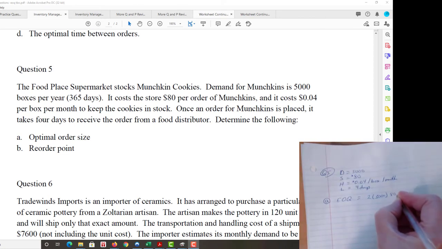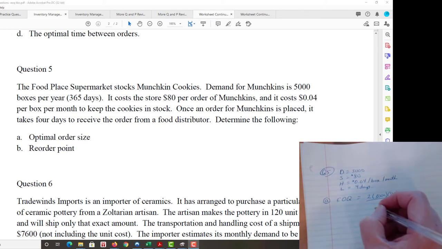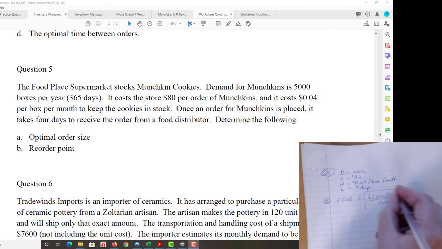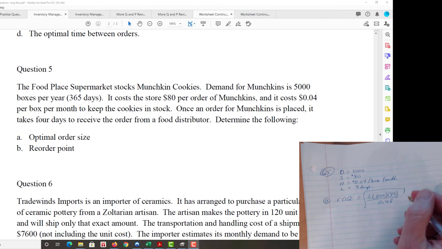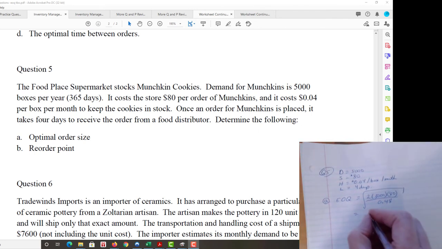2 times 5,000 times 80, all over, now it's 4 cents per box per month. We have to multiply that by 12 to get the cost per year. Remember, H is an annual holding cost. H is an annual holding cost. For later, when you ask where the 48 came from, now you know. And we plug that through. We get 1290.99, and that's roughly equal to 1,291 boxes.